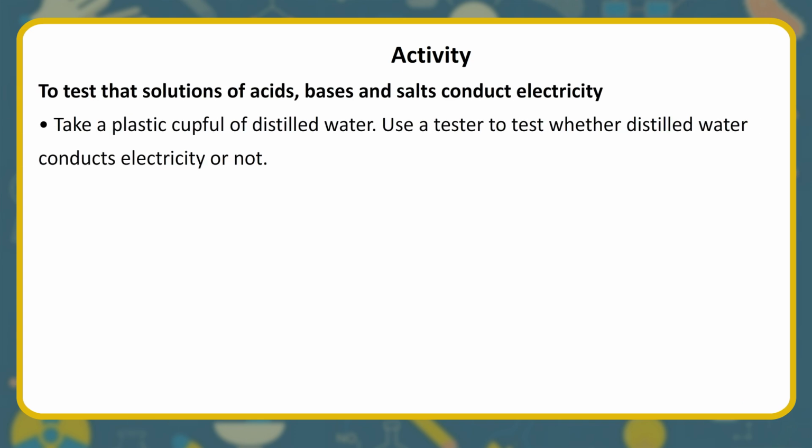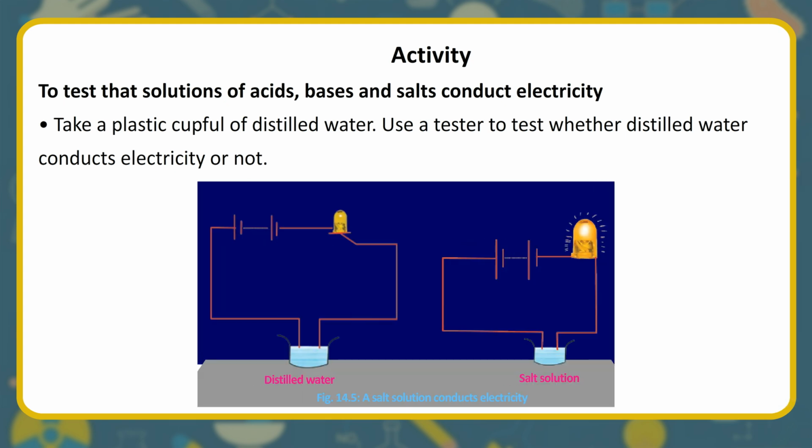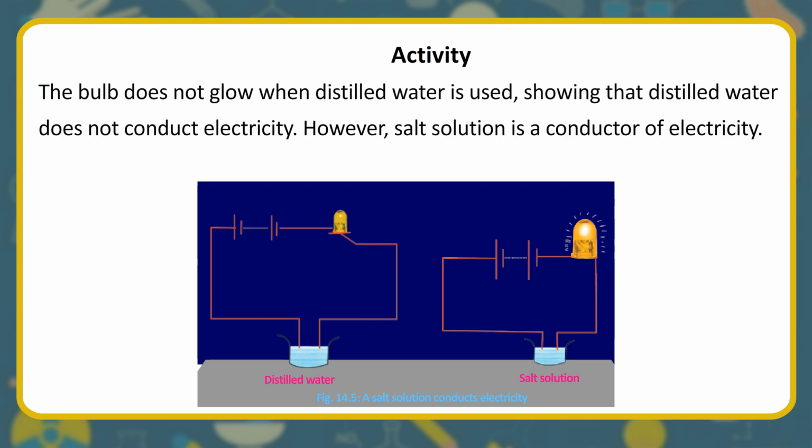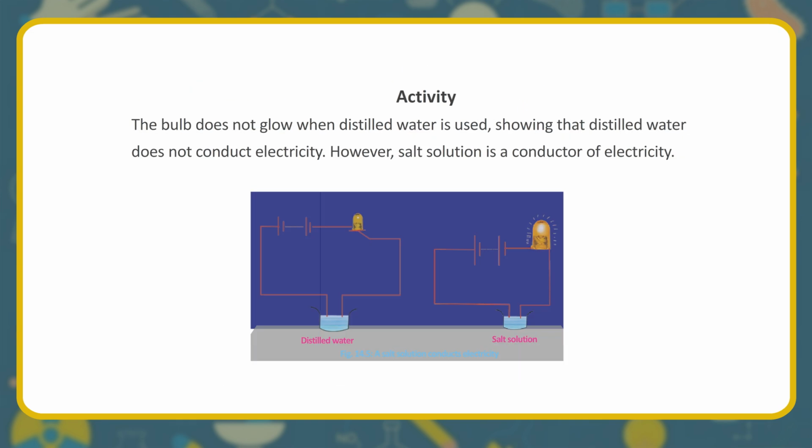Activity: to test that solutions of acids, bases and salts conduct electricity, take a plastic cup full of distilled water. Use a tester to test whether distilled water conducts electricity or not. Now dissolve half teaspoon of salt in the distilled water, and test again. What do you conclude? A salt solution conducts electricity. Distilled water. Salt solution. The bulb does not glow when distilled water is used, showing that distilled water does not conduct electricity. However, salt solution is a conductor of electricity.